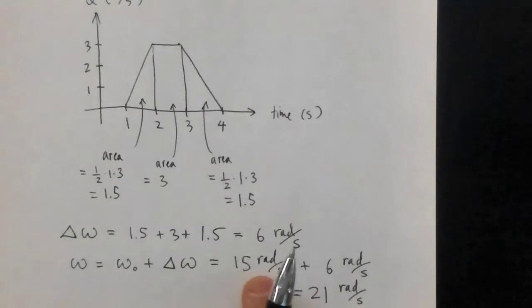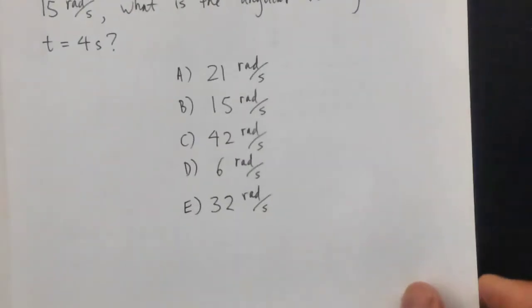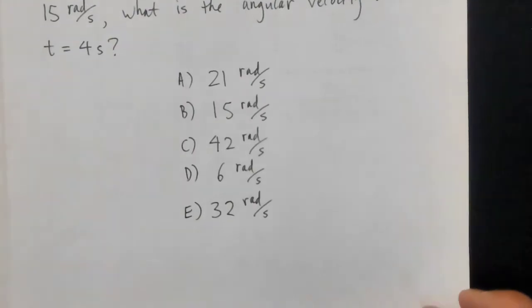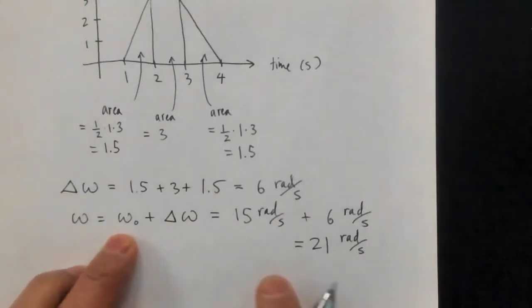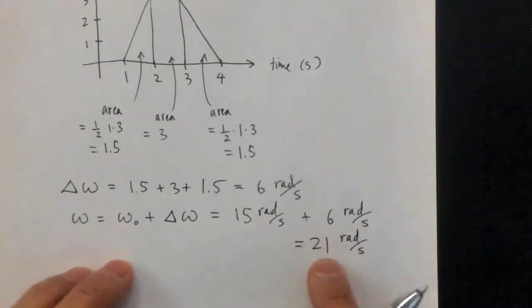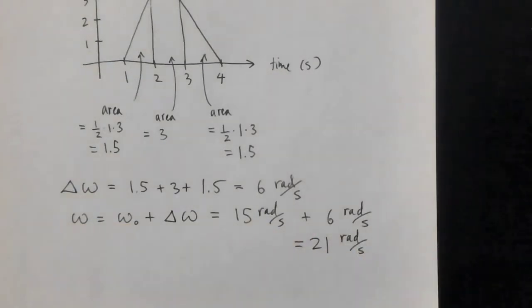And then, once again, there was the evil choice that if you just put down 6, that would be wrong. You have to add this to the initial angular velocity, and that gives you 15 plus 6, so that's 21 radians per second. Okay, any questions about this problem? Yeah.